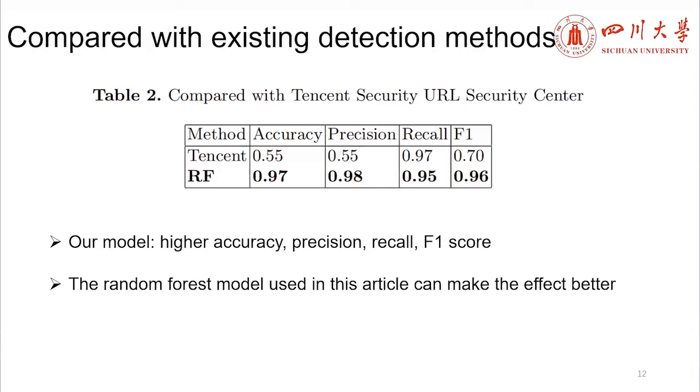The detection accuracy rate is 0.55. The precision rate is 0.55. The recall rate is 0.97, and the F1 score is 0.70. So, we can get the conclusion. The random forest algorithm and extracted website features used in our paper can make the detection effect of digital currency fraud websites better.